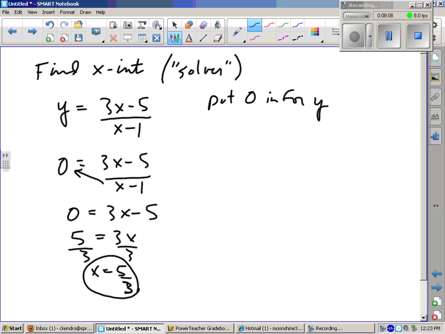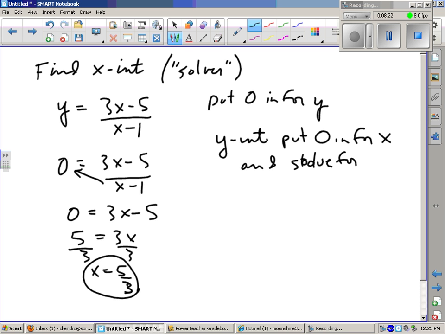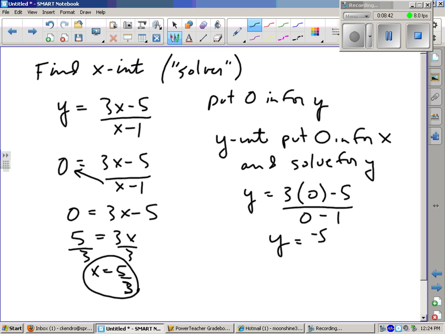Okay. To find the y-intercept, you put 0 in for x and solve for y. Whoops, solve for y. Let's see if you can read that. Let's try it again. Okay, so this time I'm going to say y equals 3 times 0 minus 5 over 0 minus 1. So y equals negative 5 over negative 1, which is 5. So that's the y-intercept.